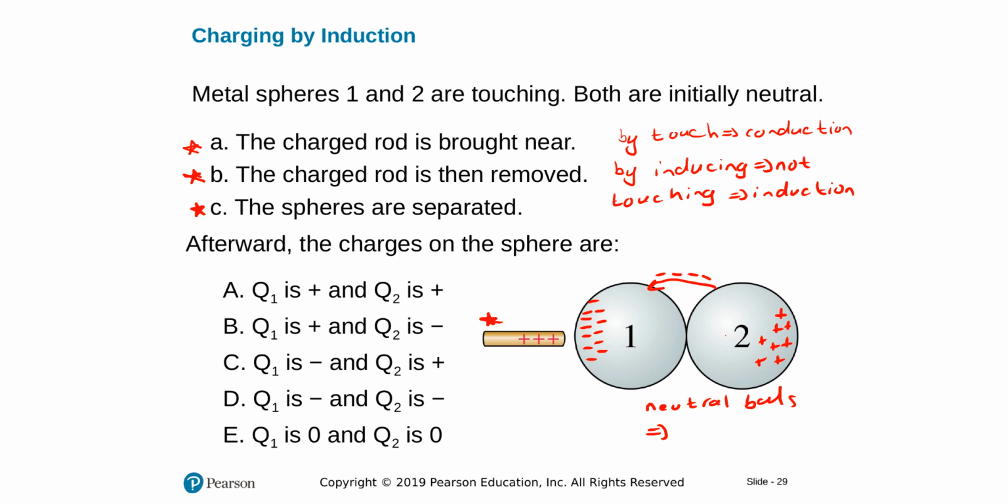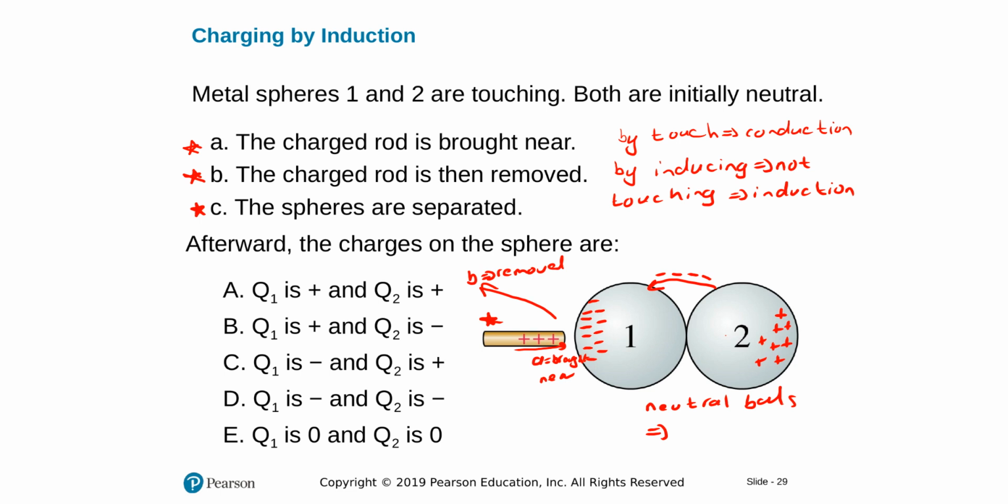Then what happens in B? The charged rod is then removed. Then I take this away. Balls are still touching. Removed. A, brought near. That happened, but I removed the charged rod.